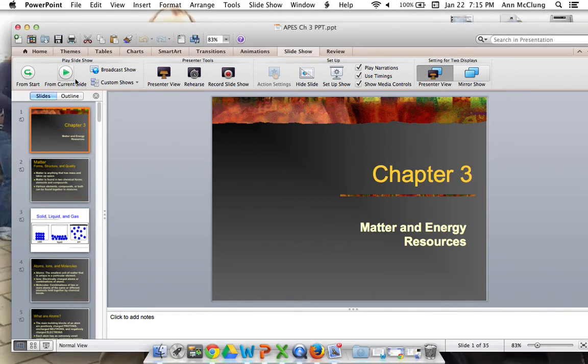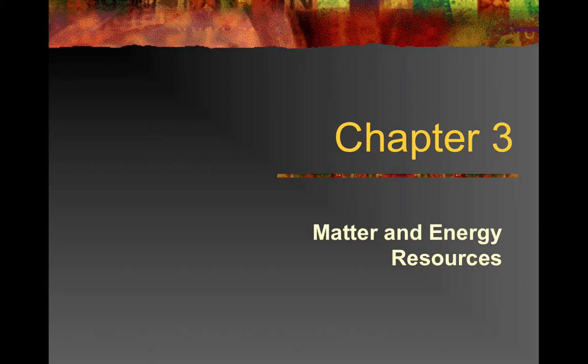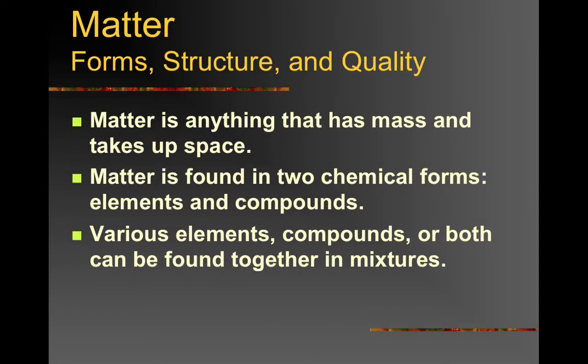Okay, so today we're going to look at matter and energy resources. We're going to do an overview of chemistry. We're going to start first of all with matter. And matter is anything that has mass and takes up space. And it's found in two forms. You can have elements and you can have compounds. And also you can have mixtures.